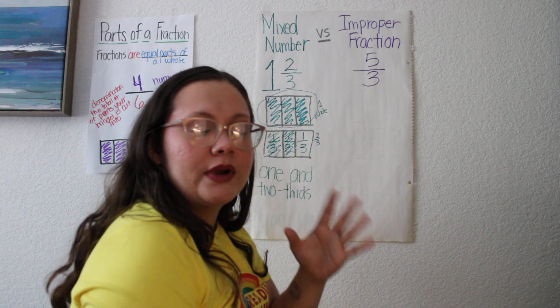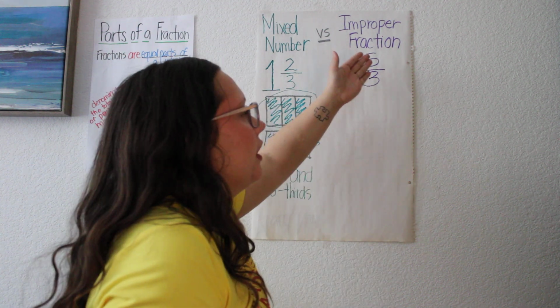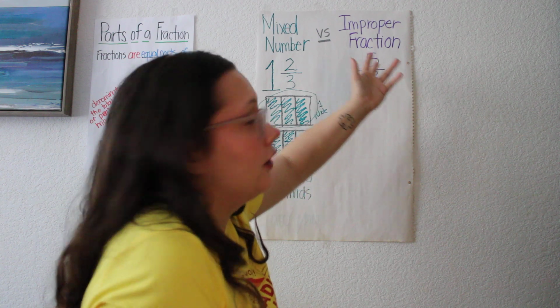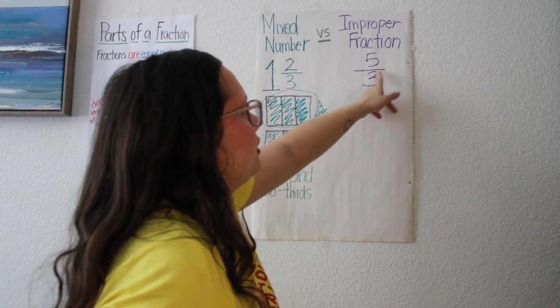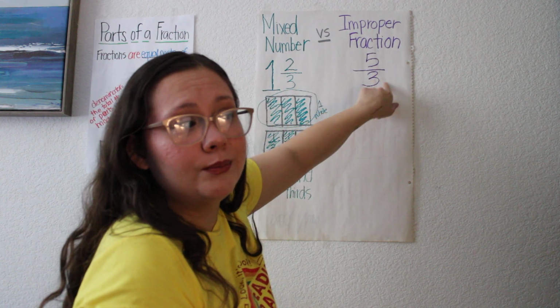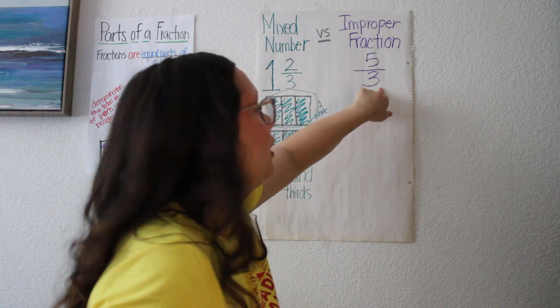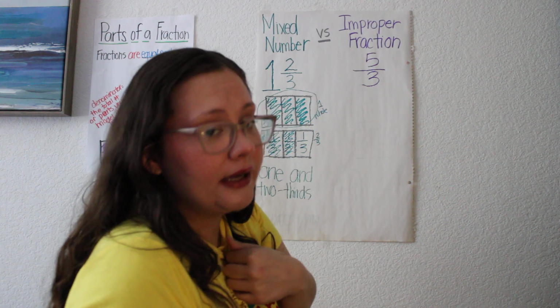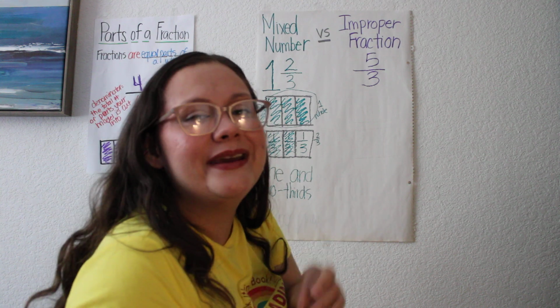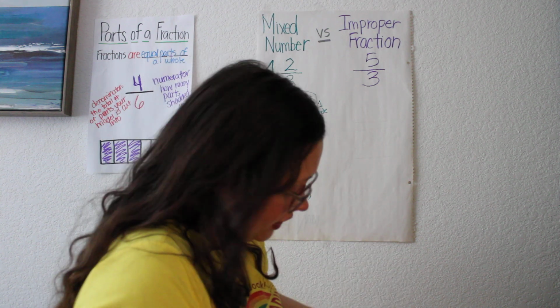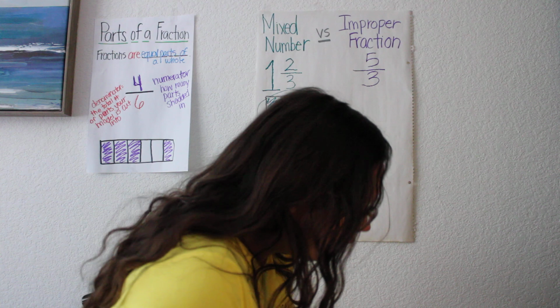When we're dealing with regular fractions, we know that the numerator should always be less than a denominator. But in this improper fraction, my numerator is actually bigger than my denominator. And that tells me that I'm dealing with an improper fraction. It's not proper, it's all messed up.